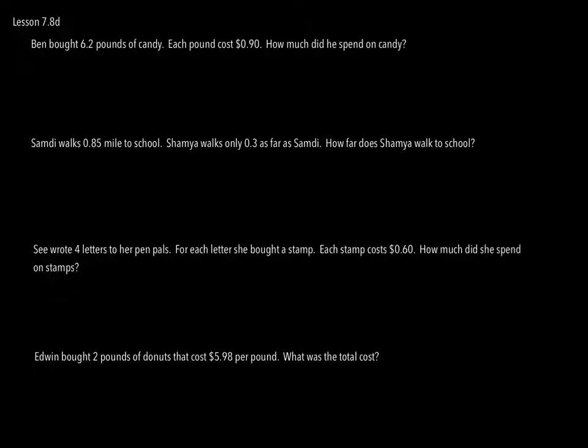Problem number 1. Ben bought 6.2 pounds of candy. Each pound cost 90 cents. How much did he spend on his candy? So we're going to do a little multiplying here. We're going to take 6.2 and multiply that by 0.90. At this point we don't have to multiply by 0, but we have to make sure we know that we are now multiplying by the tens, the next category in.